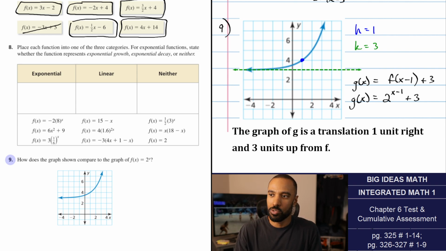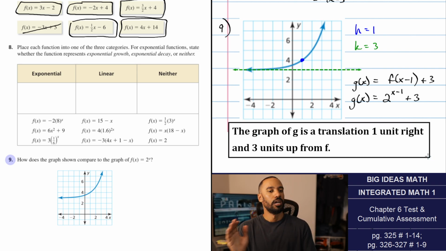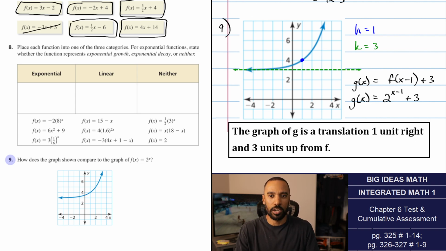A lot of these ones were, even though they say cumulative review, there was barely anything from some, there's some things from the other chapters, but this was still a lot of chapter 6, right? And that's a good way to close this one off.